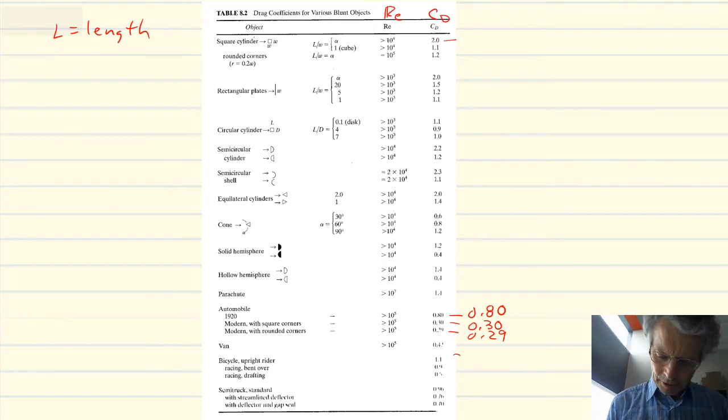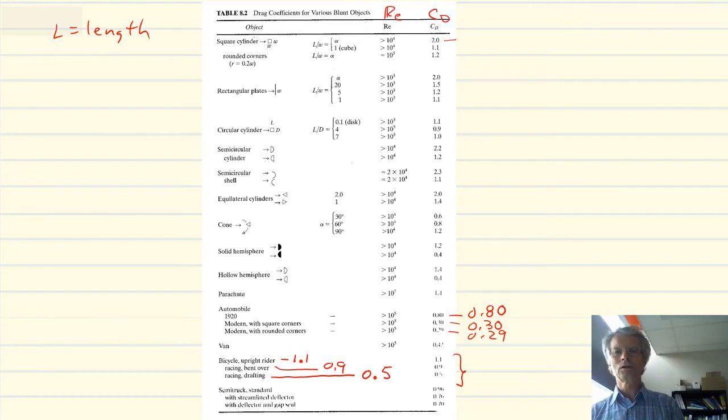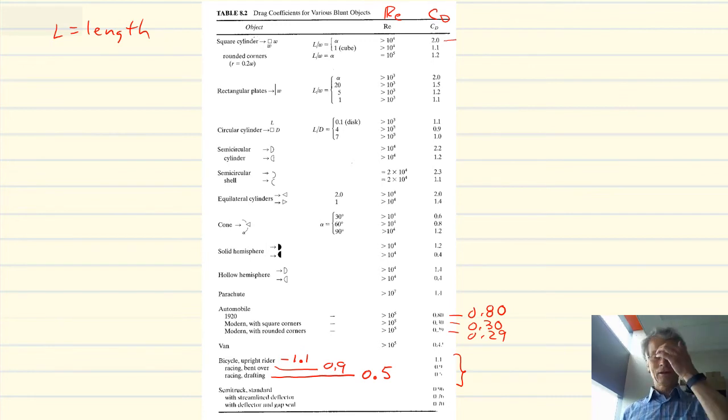This is one I find quite interesting. So if you have a bicycle rider upright, 1.1. If they're racing bent over, you drop it to 0.9. But if you're drafting, which is what the Tour de France professional bike racers are always doing, I call that tailgating, you reduce your drag down to 0.5. So you can see that's a huge advantage. The person at the front of the group, or if it's in front of the whole group, that's called the peloton, they're working almost twice as hard as the people behind them.